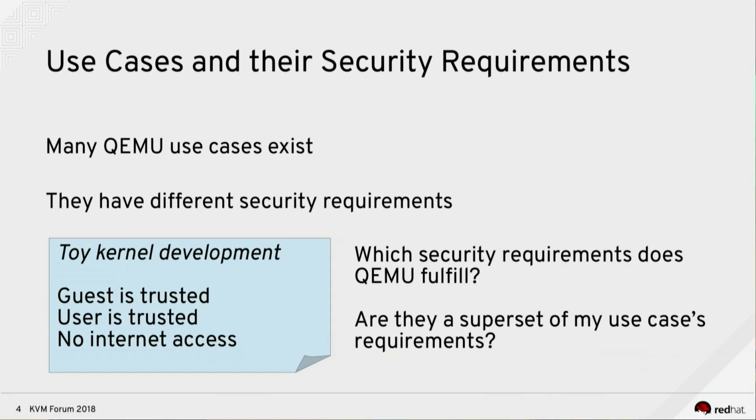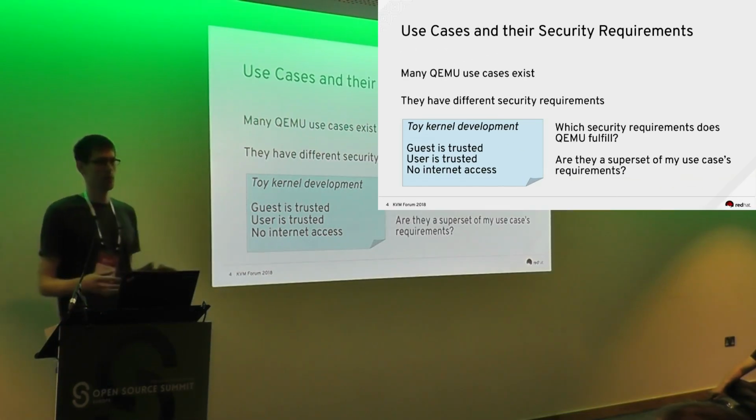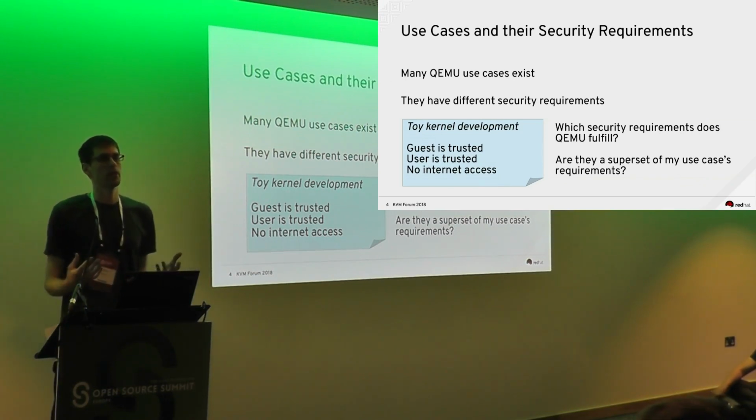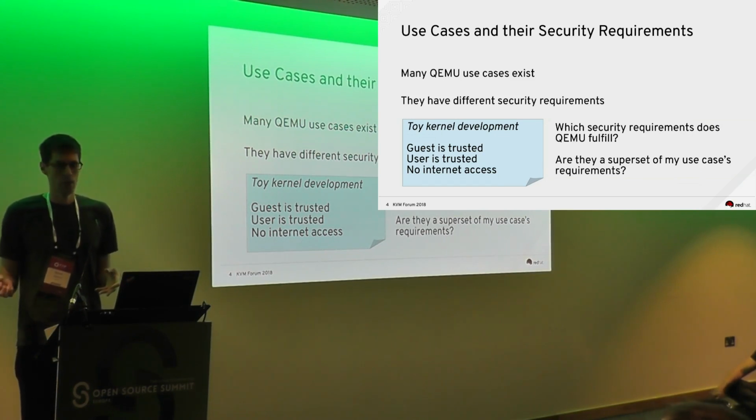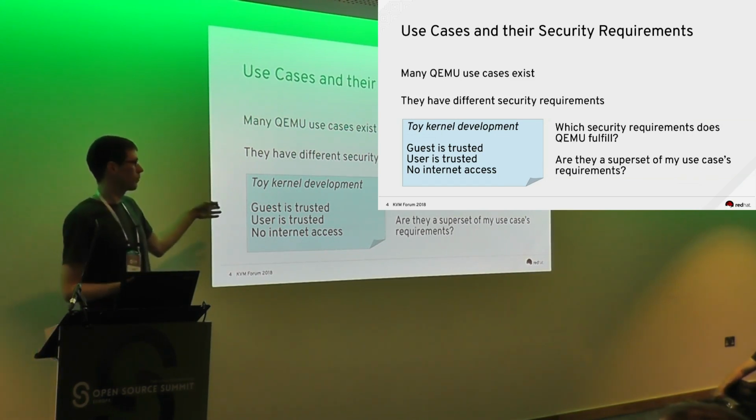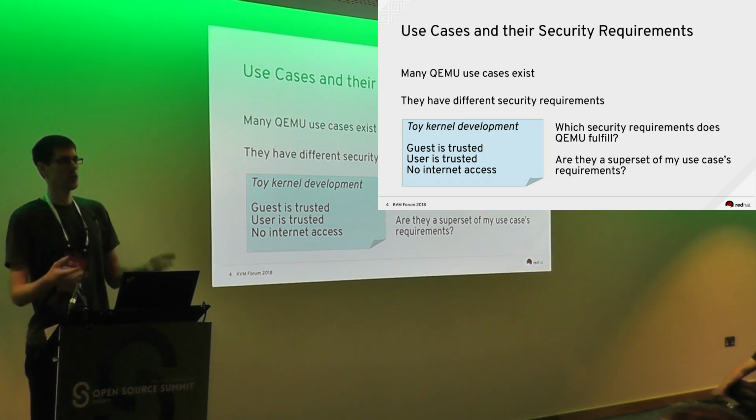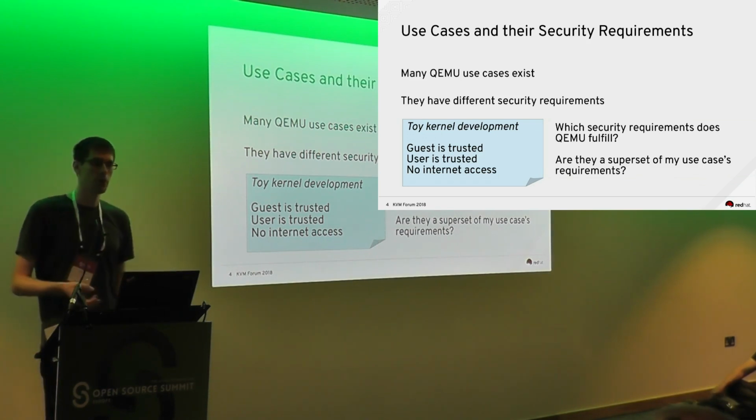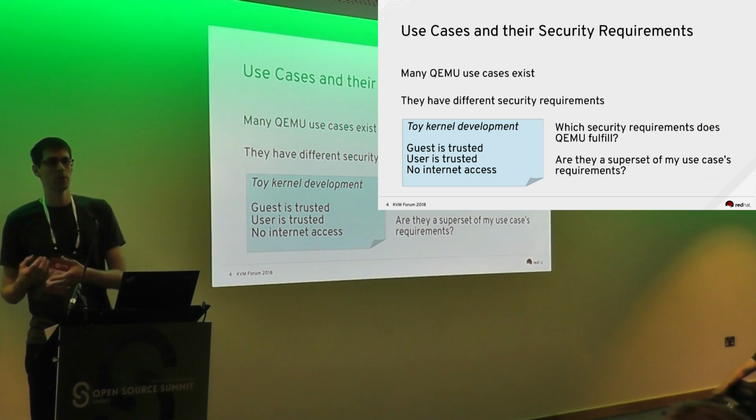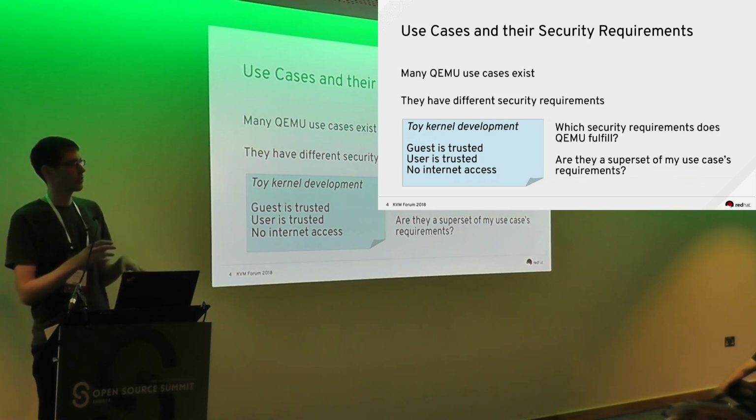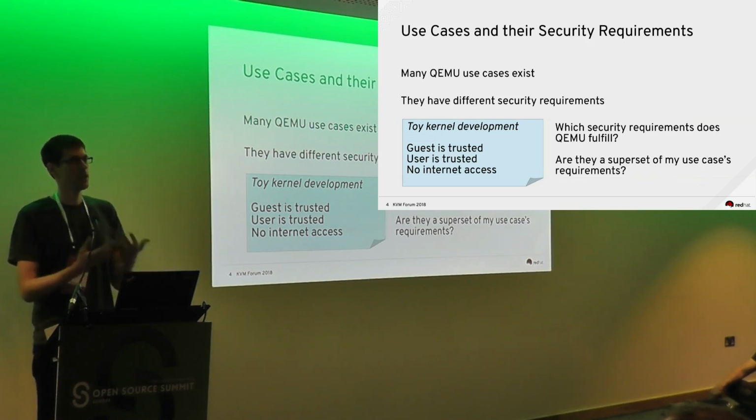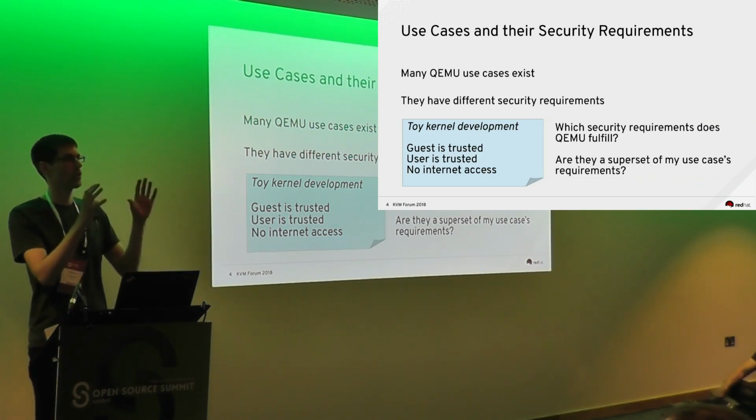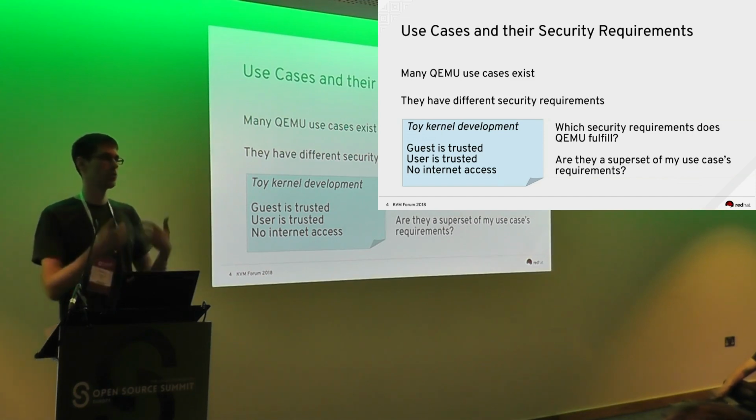Now QEMU has a long history, and there's a lot of different use cases. People use QEMU in different ways, and those different ways have different expectations, different security requirements associated with them. So I have basically the most trivial example here, toy kernel development. Say you want to do a bit of low-level programming, you want to play around with operating systems concepts, so you're hacking on your toy kernel and you want to test it and run it inside a VM, so you use QEMU. In that case, the virtual machine, the guest, is trusted, right? Because it's just running your code.